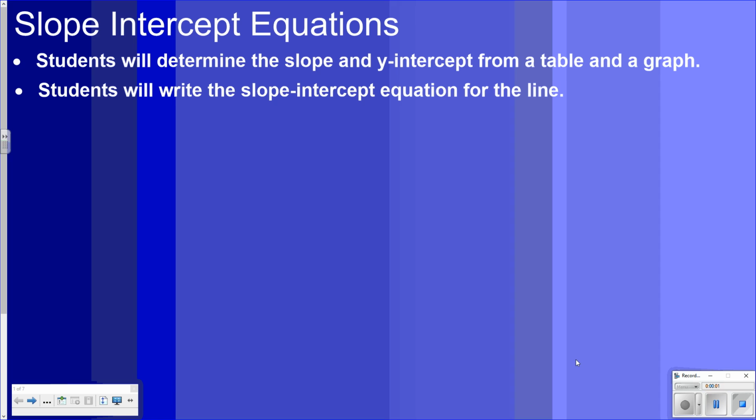In this lesson, we'll be talking about slope-intercept equations. By the end of the lesson, you should be able to determine the slope and the y-intercept from the table and the graph, and write the slope-intercept equation for the line.